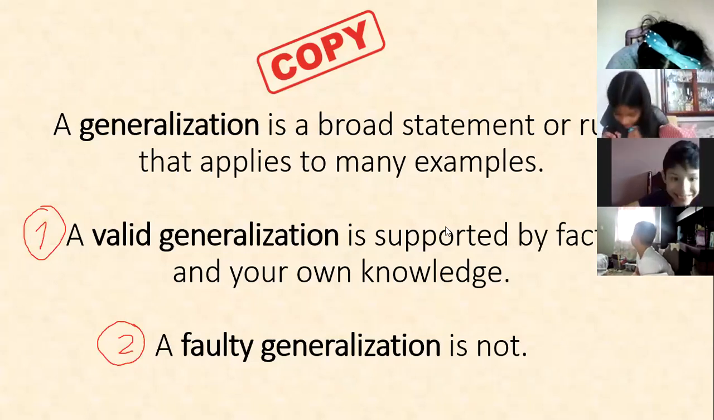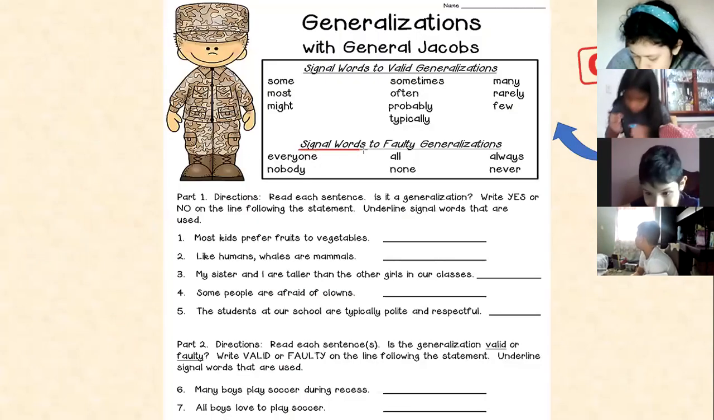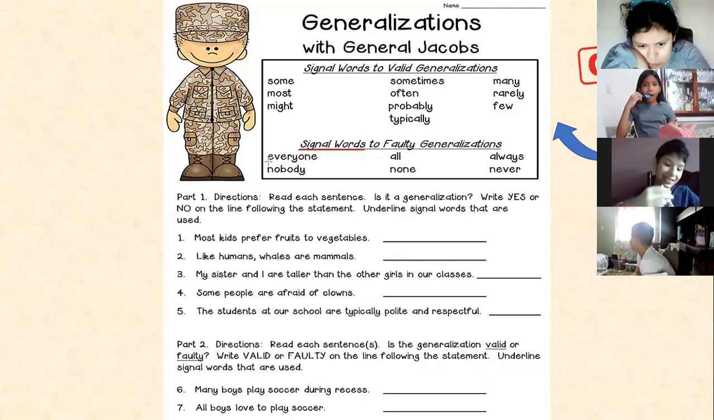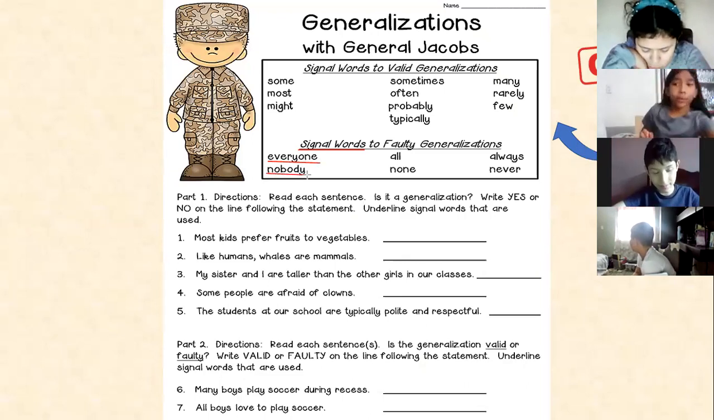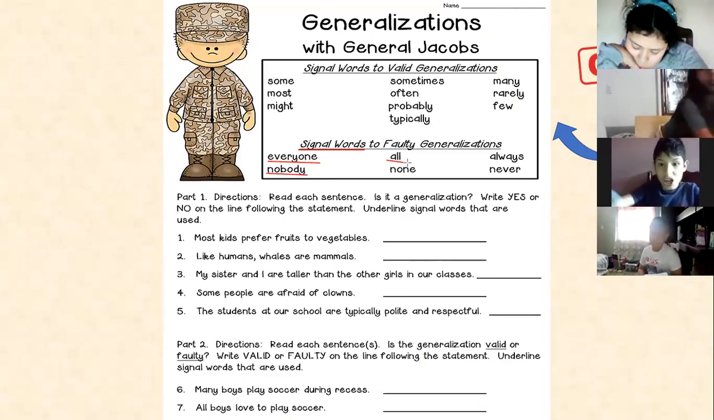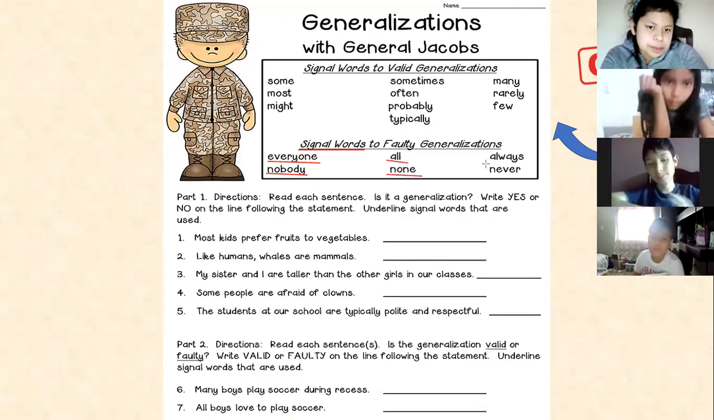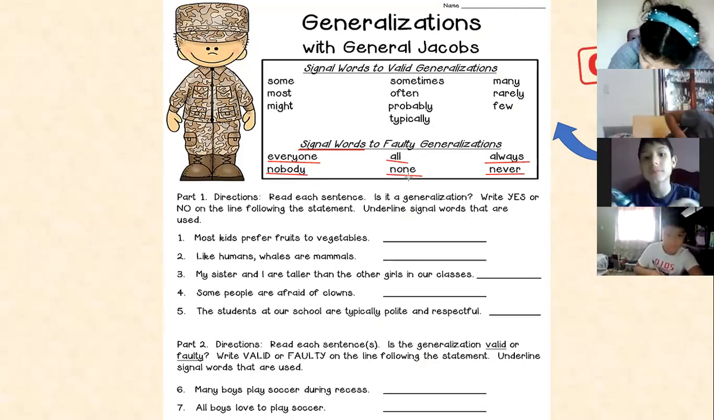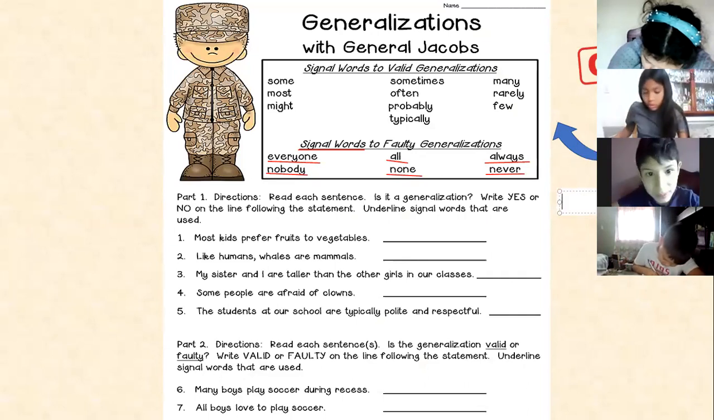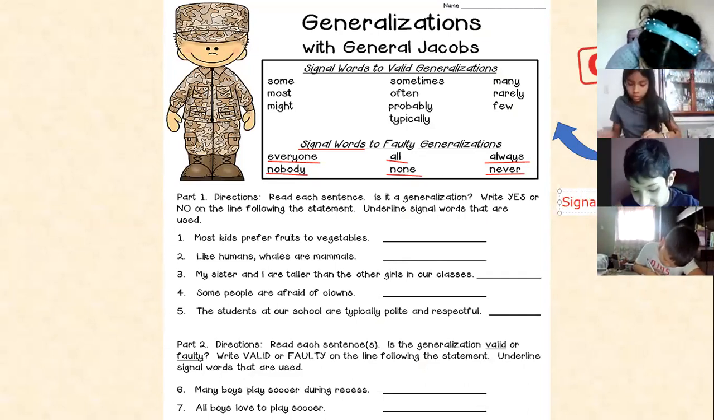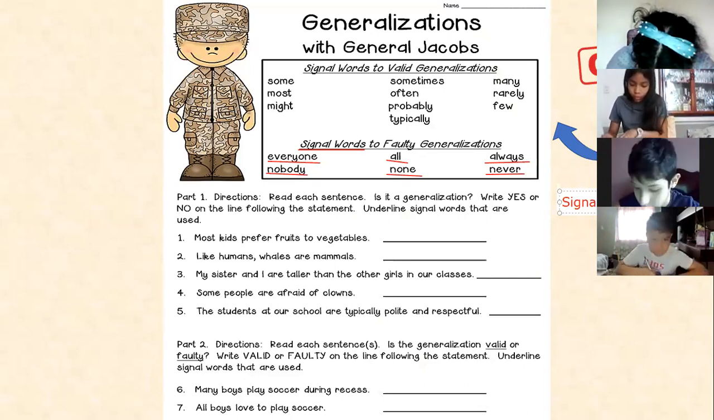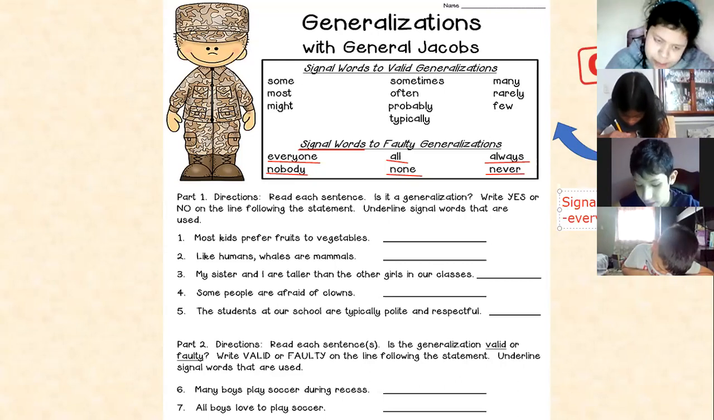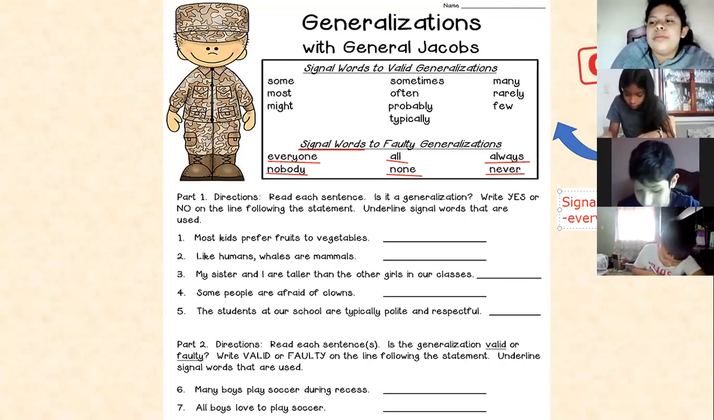Now copy signal words. We copy signal words for valid generalization. Copy the underlined information, the six words: none, always, and never. But write a list. We already wrote one list of signal words, but the signal words you copied before are for valid generalization. These signal words are for faulty generalization. You're going to put the same name, because these are like clue words.